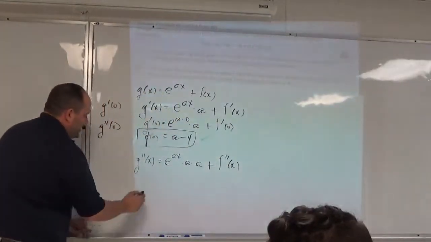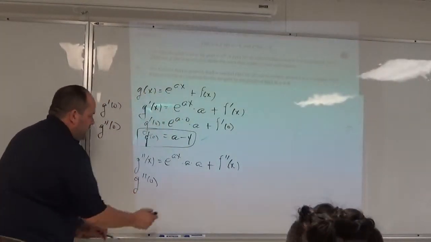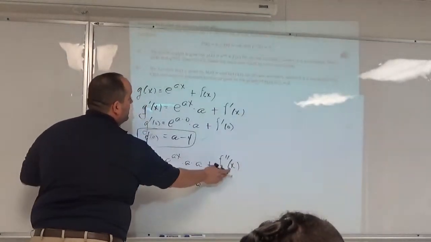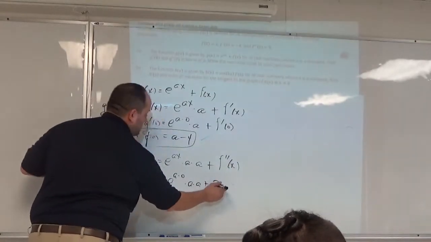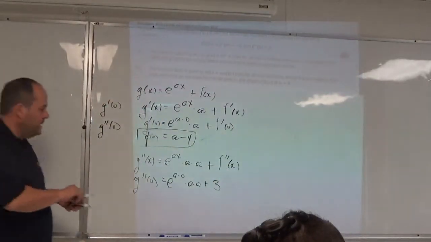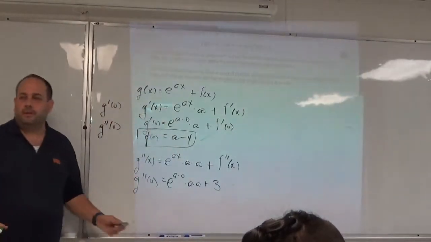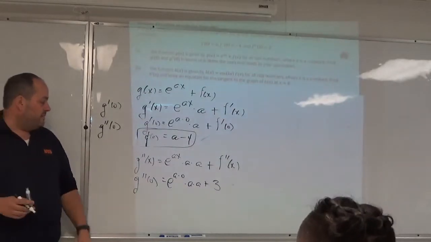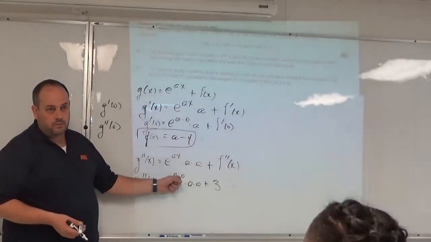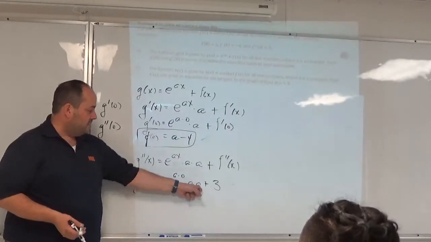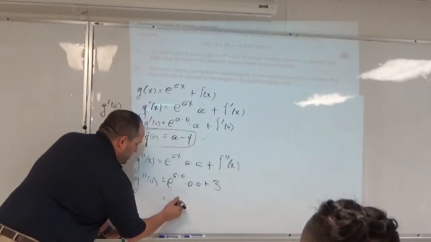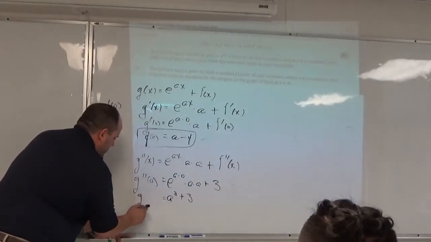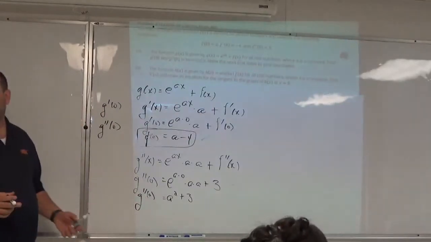Congratulations. Third point. G double prime of 0 is e to the a times 0 times a plus f double prime of 0, which is 3. And you can stop there and get the point, and everything's good. Or you can simplify further. A times 0 is still 0. E to the 0 is 1. 1 times a times a? Oh, not 2a. A squared. A squared plus 3. That's g double prime of 0.